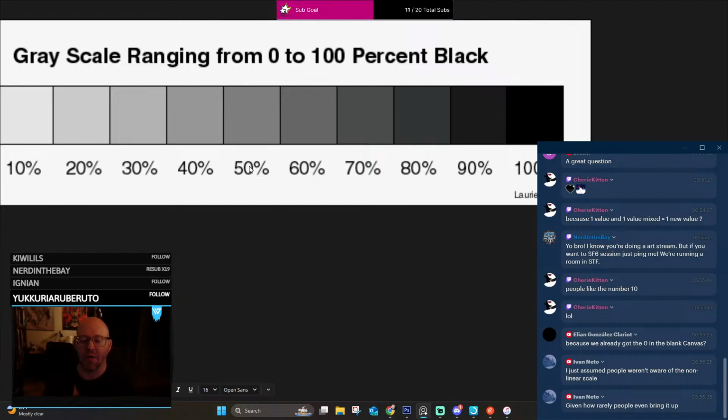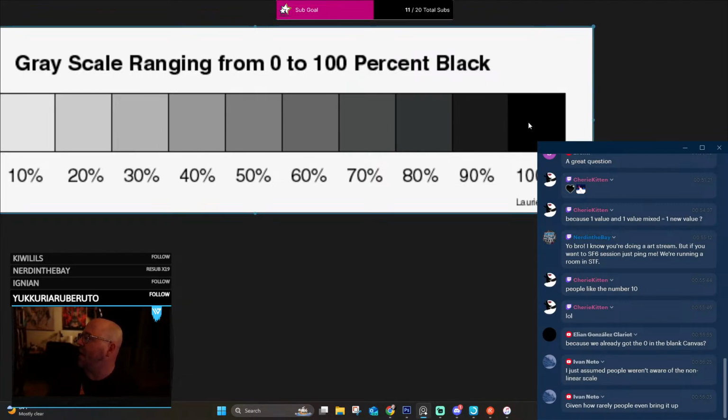Because 5 is in the middle. That's it. 1, 2, 3, 4. That is your light spectrum. 50 is your midtone. 6, 7, 8, 9, like 10 essentially is going to be here. So your 50 is in the middle. On a 9-point scale, 5 is in the middle.